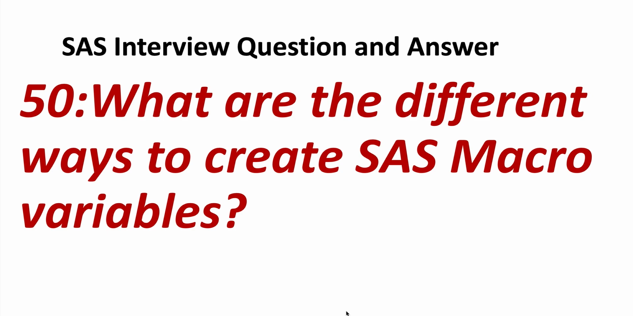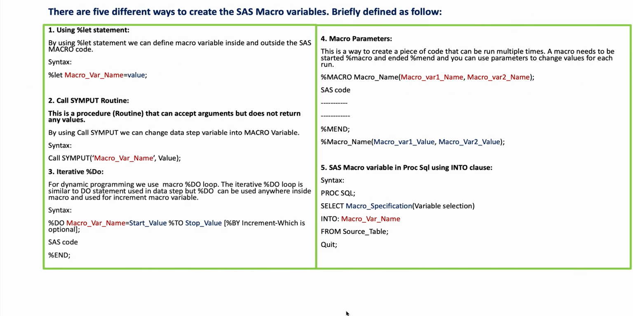SAS interview question and answer. Question number 50. What are the different ways to create SAS macro variables? This question is asking about what are the different ways we can create a SAS macro variable. There are 5 different ways to create SAS macro variables, briefly defined as follows.